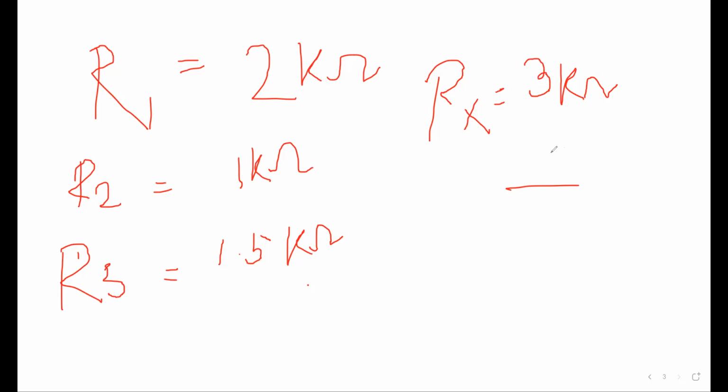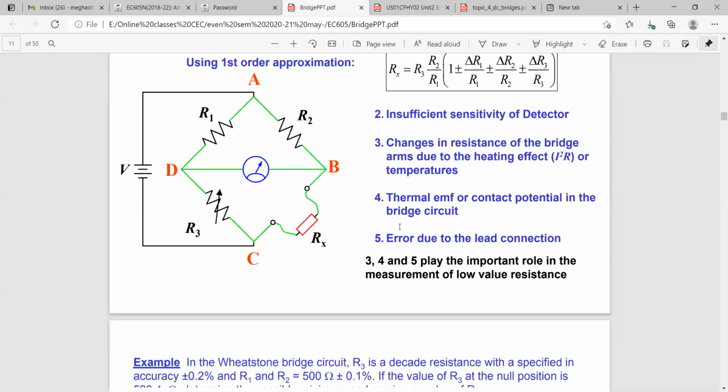So this is particularly for the Wheatstone bridge, and the given values are these. When the bridge is in balanced condition, you just put the values in the formula and see whether the LHS and RHS are equal or not. So this problem we will do at home. Let us move on to the next topic, or let me show my slide to you.